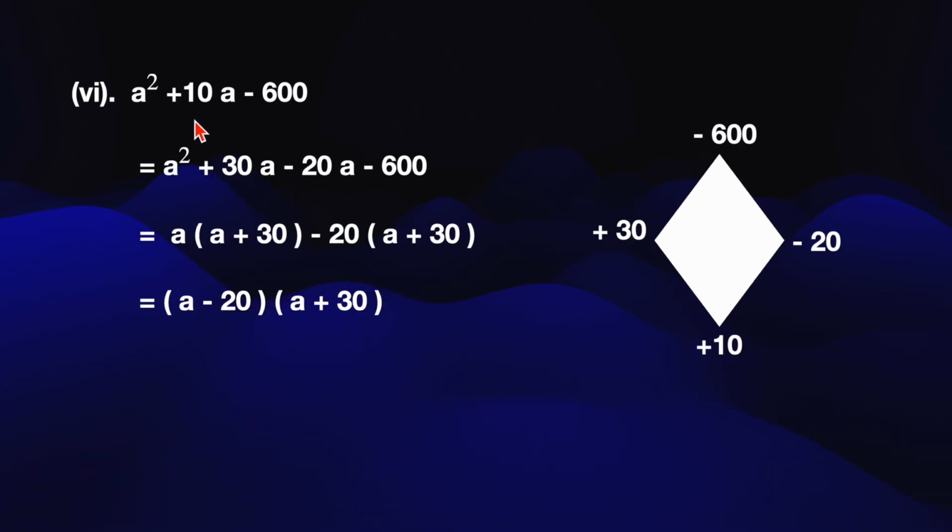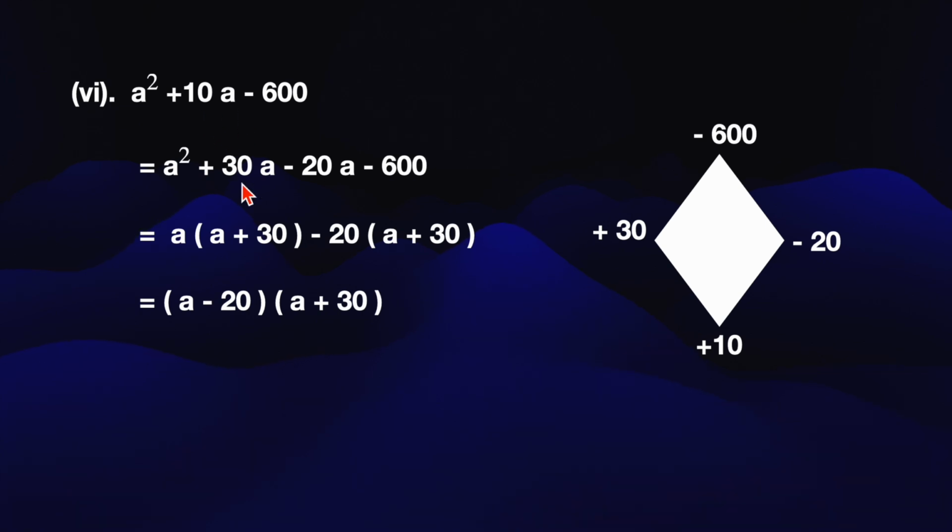Okay. a square plus 10a minus 600. The last term is negative. Put it here on the top. Definitely one of the numbers will be negative. Anyway, write down the factors first. 30 into 20. Here the middle term is positive, so the bigger number should be positive. The negative sign goes to the smaller number. So minus 20 into 30 is minus 600. Now let's add this up. 30 minus 20 is 10, which is the middle term.